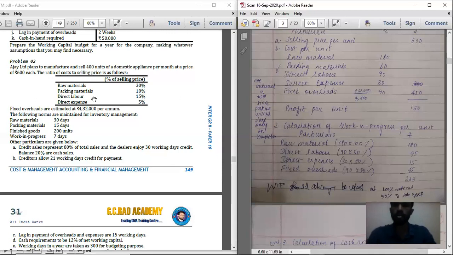Okay, fine. So packing material is not required during work in progress. So in work in progress, you should not take into account the packing material. So packing material is 0. You should not take packing material when calculating work in progress, because when the work is in progress, you won't require any packing material to pack the product.